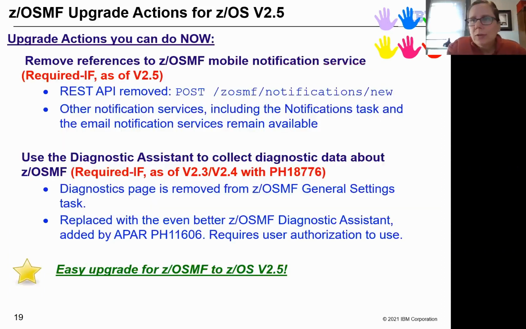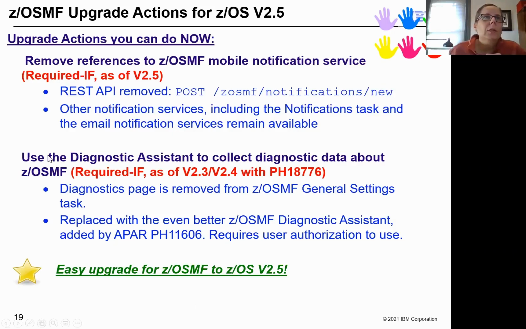All right, so what else have we done in 2.5 as an upgrade action for z/OSMF? We have removed a REST API for the mobile notification service. Okay, so we still have other notification tasks that you can use, such as email notification as well.